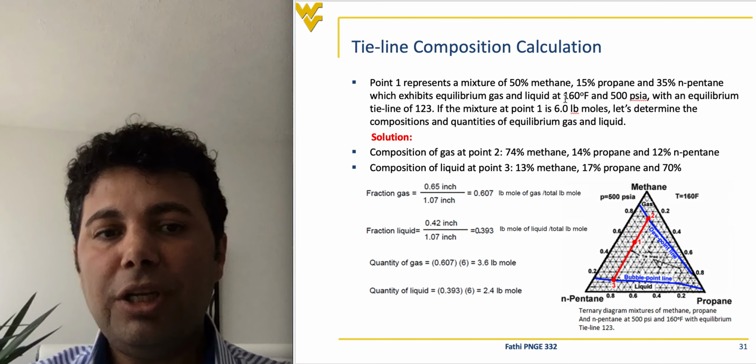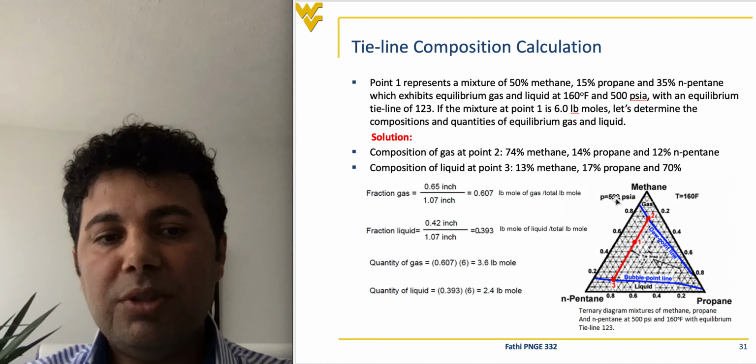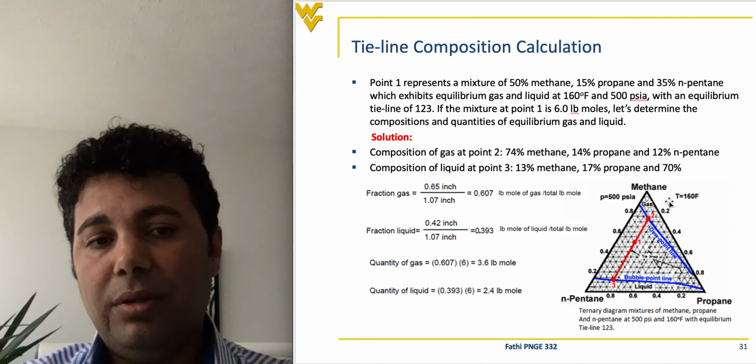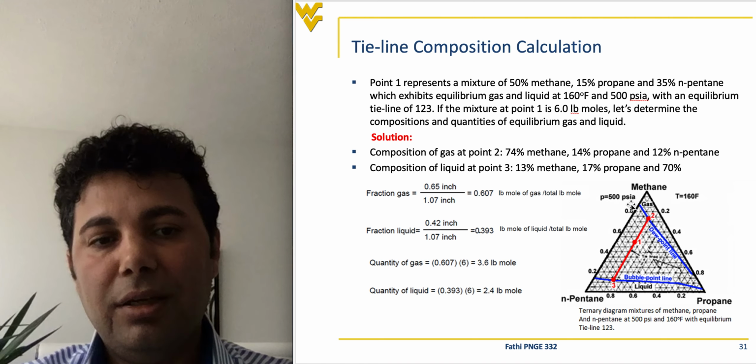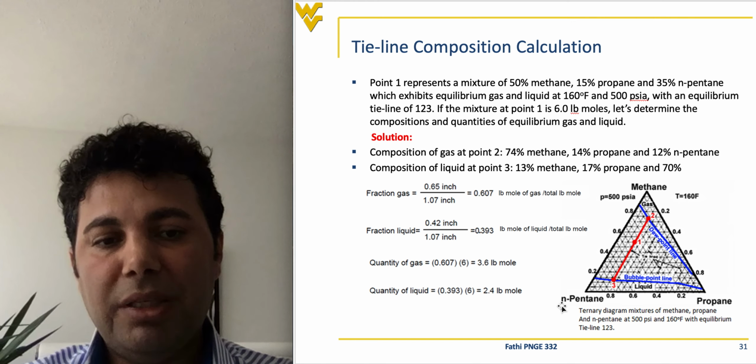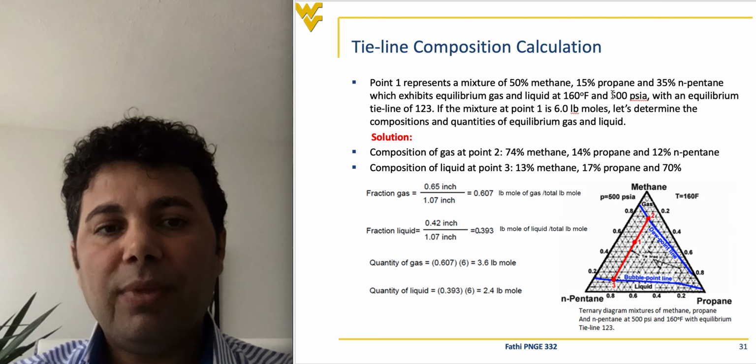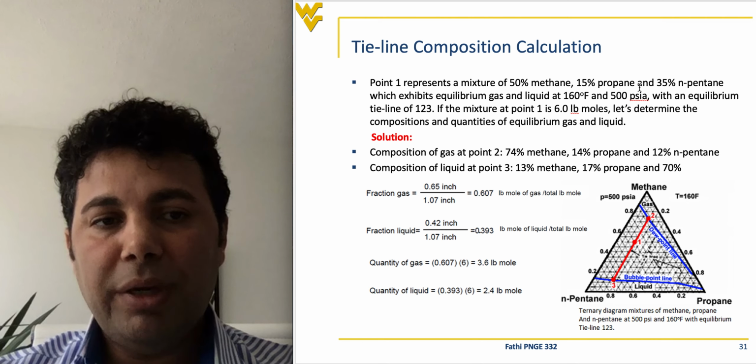So I have a mixture of methane, propane, and n-pentane. At what condition? Again, in the ternary diagrams, the pressure and temperature are fixed, because we don't have the luxury of having another axis to show that. We don't have any other dimension. So the mixture is methane, propane, and n-pentane at 160 degrees Fahrenheit and 500 psi.